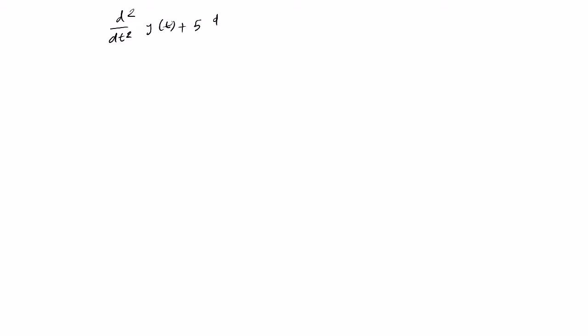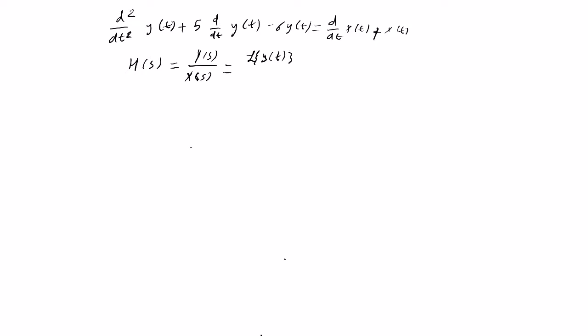So we don't need to go to this image again. y''(t) + 5y'(t) - 6y(t) = d/dt x(t) + x(t). For the first part, we are asked to determine the transfer function of the system. I'm going to write the transfer function, which is equal to the Laplace of y over x, in other words the Laplace of y(t) over the Laplace of x(t).